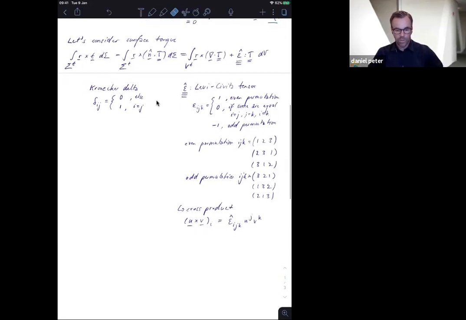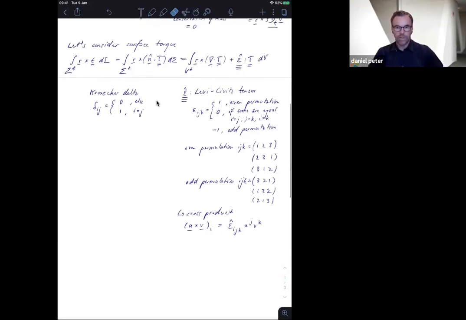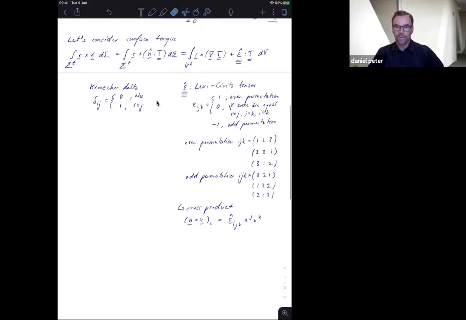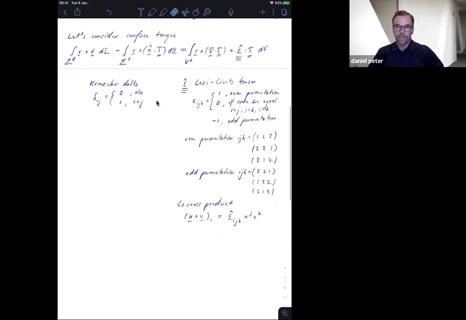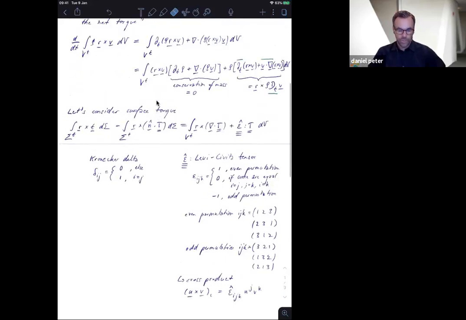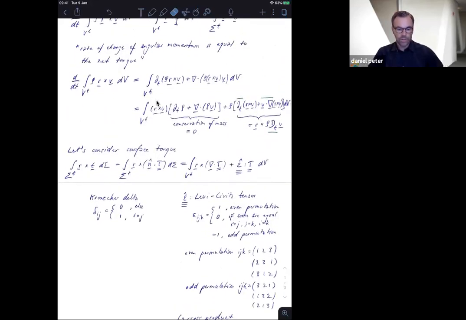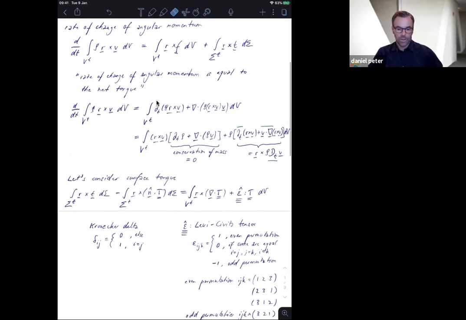Good. Shall I leave you that little excursion here with these tensors? You see, what we can do now is we rewrite the conservation law, basically the rate of change of angular momentum. We see that we can simplify the left side and then have the right side under one volume integral.